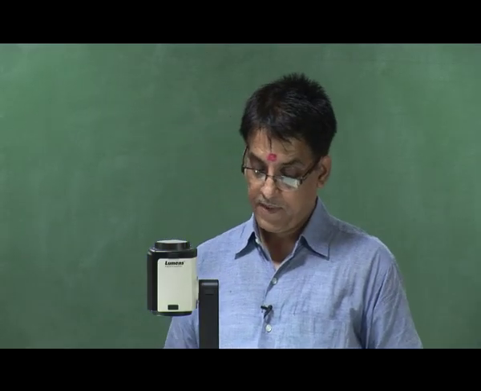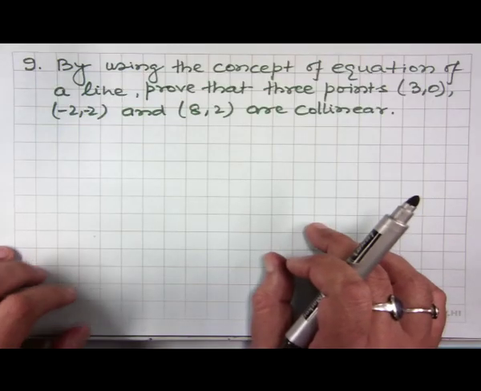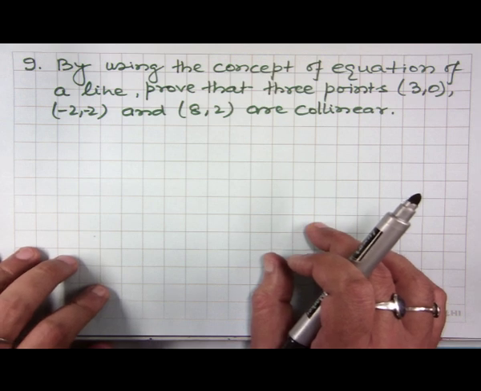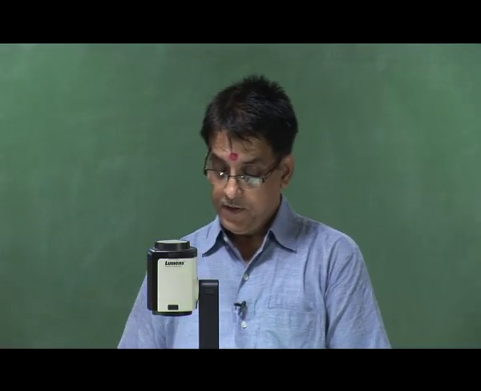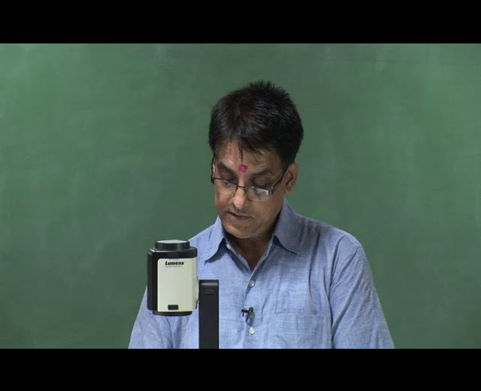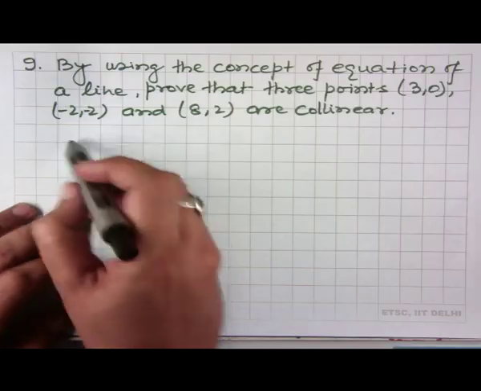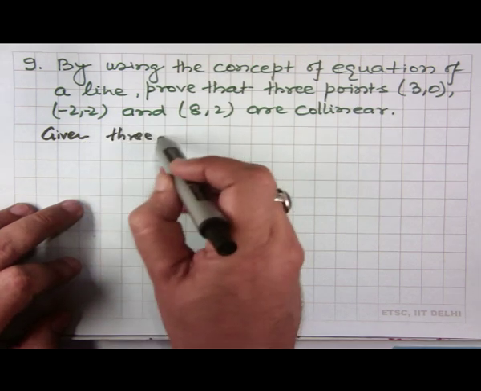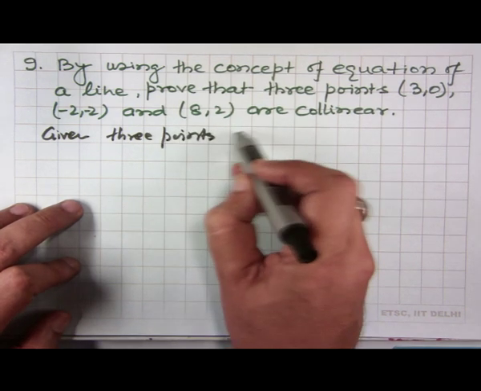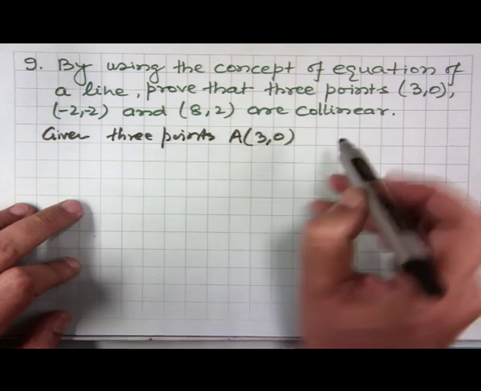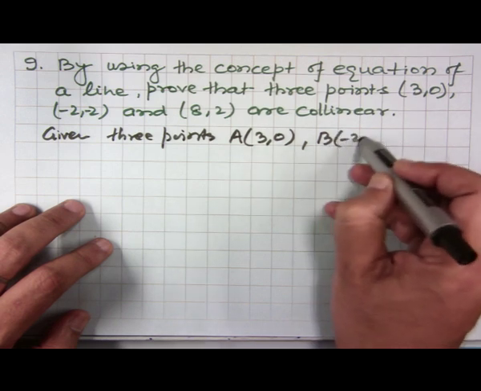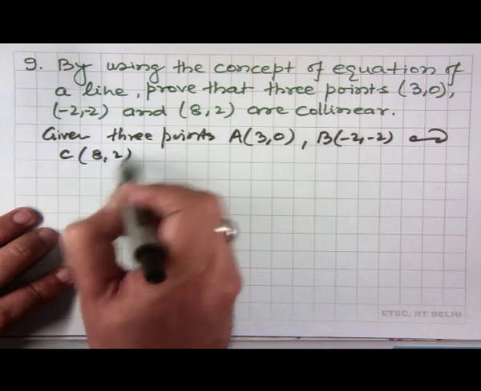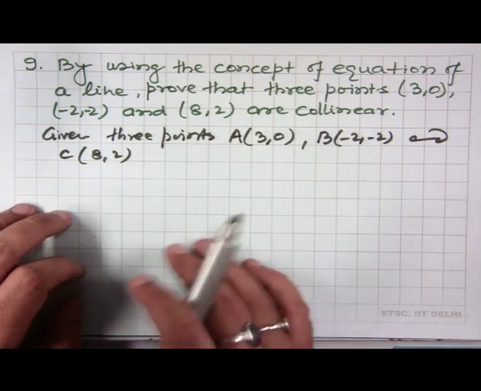Next problem. By using the concept of equation of line, prove that the three points (3, 0), (-2, -2) and (8, 2) are collinear. Say the three points given are A (3, 0), B (-2, -2) and C (8, 2). So first of all, find the equation of line AB.